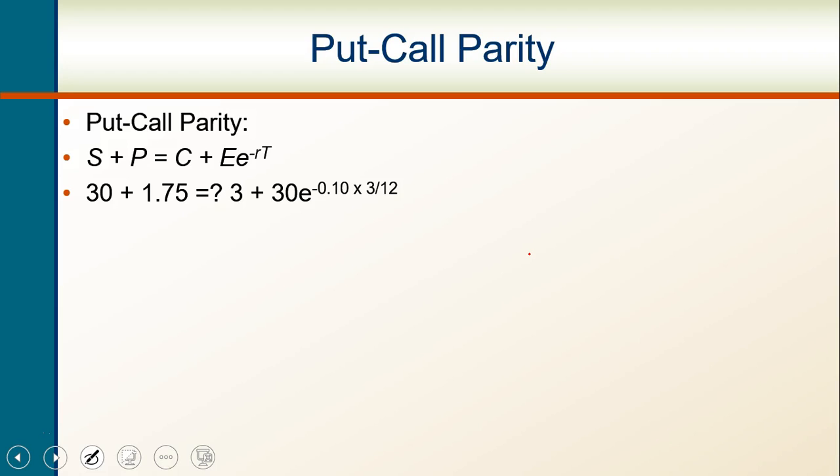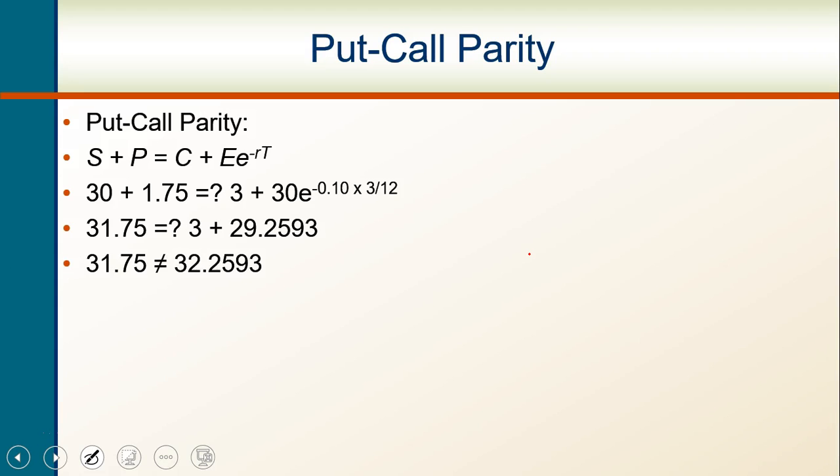So we have substituted, and where there's supposed to be an equality sign, I've put a question mark because we don't know yet whether both sides are equal or not. When you run the computation, you realize that the left hand side is equal to 30 plus 1.75, which gives you 31.75, and the right hand side works out to be 3 plus 29.2593, which gives 32.2593. Obviously 31.75 is not equal to 32.2593, which means that the put-call parity condition is violated, and we can use this to our advantage and get some profit.